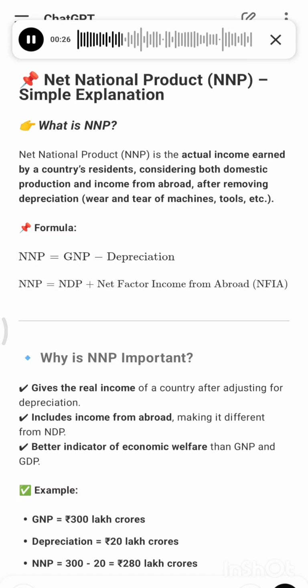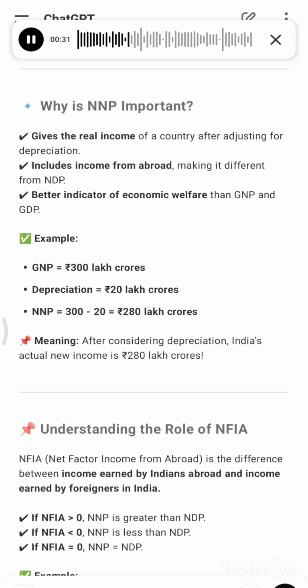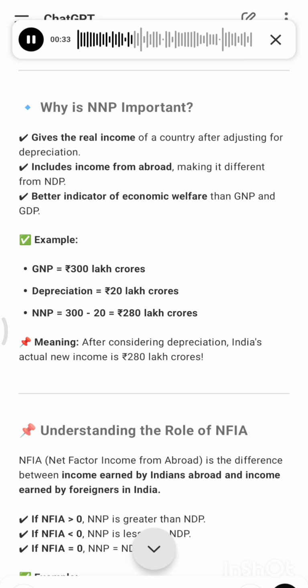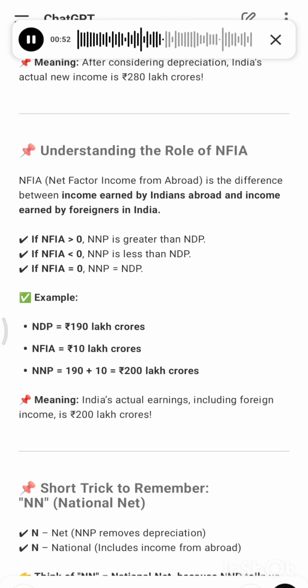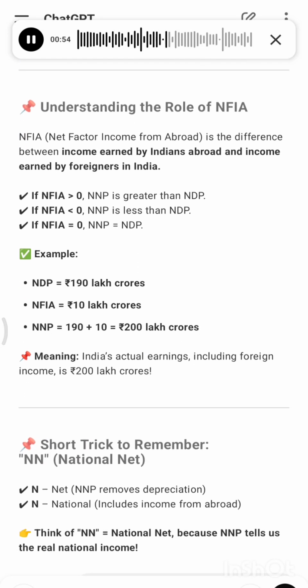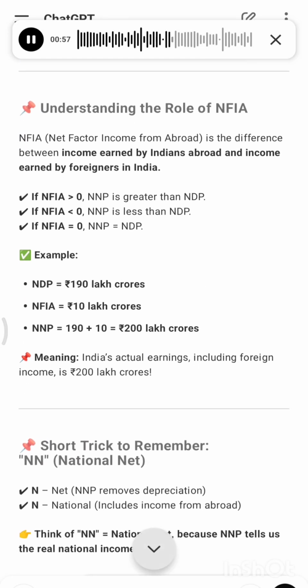Why is NNP important? It gives the real income of a country after adjusting for depreciation. It includes income from abroad, making it different from NDP. It is a better indicator of economic welfare than GNP and GDP. Example: GNP equals 300 lakh crores, depreciation equals 20 lakh crores, NNP equals 300 minus 20 equals 280 lakh crores. Meaning, after considering depreciation, India's actual new income is 280 lakh crores.